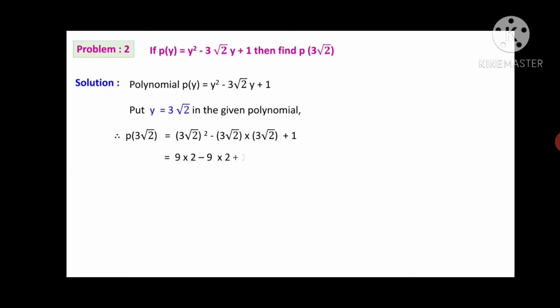So friends, 3 root 2 bracket raised to square will be 3 square is 9 and root 2 square is 2, 9 into 2. There we will write 9 2s are 18 minus 9 2s are 18 plus 1. So the result you get is 1. Therefore, you can write p of 3 root 2 is equal to 1.